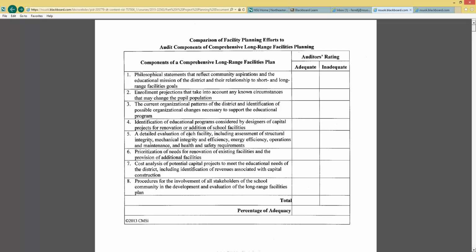Number 5, a detailed evaluation of each facility or each site within your building or your district, including the assessment of structural integrity, mechanical integrity and efficiency, energy efficiency, operations and maintenance, and health and safety requirements. This, you got some from the first part of this project.